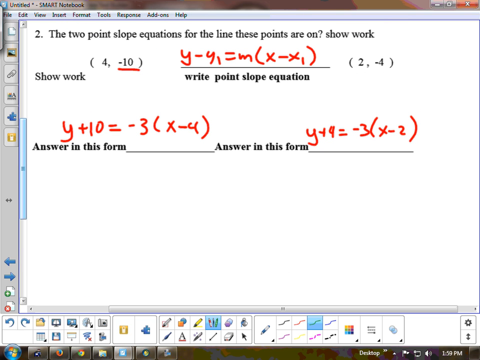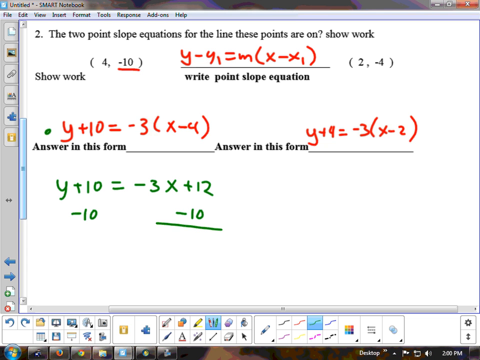So I'm going to rewrite this equation here, y plus 10. I'm going to distribute that negative 3: negative 3x plus 12. Okay? And then I'm going to subtract 10 from both sides, and I get y equals negative 3x plus 2.